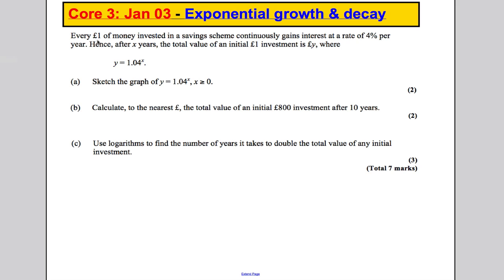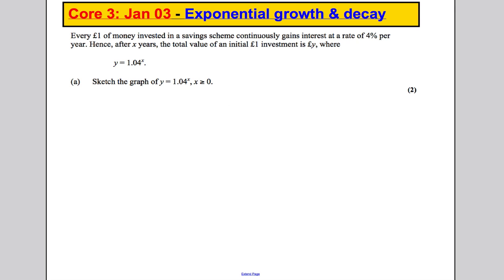Okay, in this question we're told that if you invest £1 into a savings scheme at a rate of 4% per year, after x years you would have y equal to 1.04 to the power of x in investment. It asks us to sketch the graph and do various other things. So I'm going to do it bit by bit.